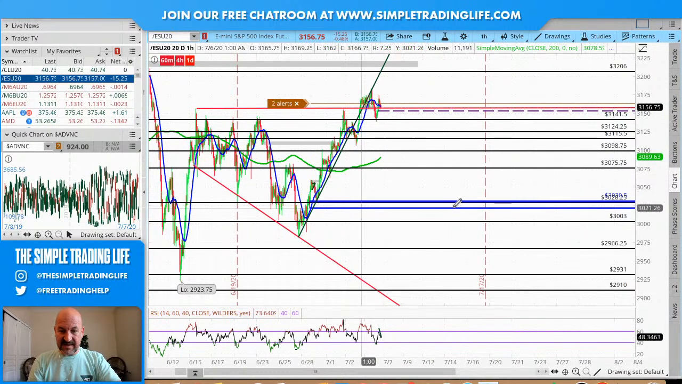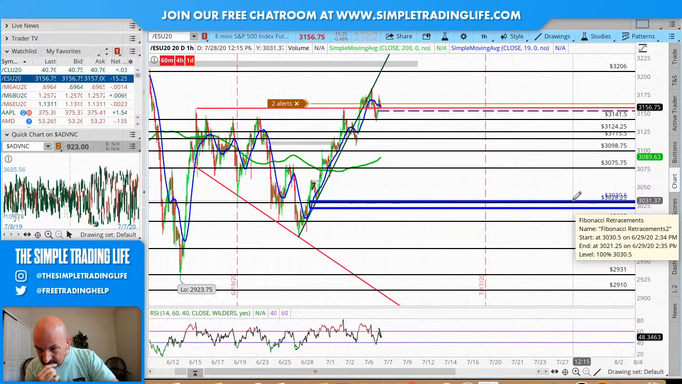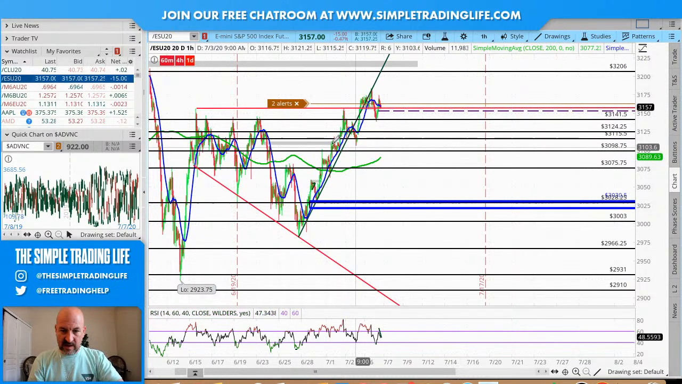Now we have some demand down here. That's what these two blue lines are. Okay, but quite a ways away. Let's look here. Clear down at 30, 30, 50. So that would be quite a ways down. All right, so we do have some demand down here. We have some pivots along the way.